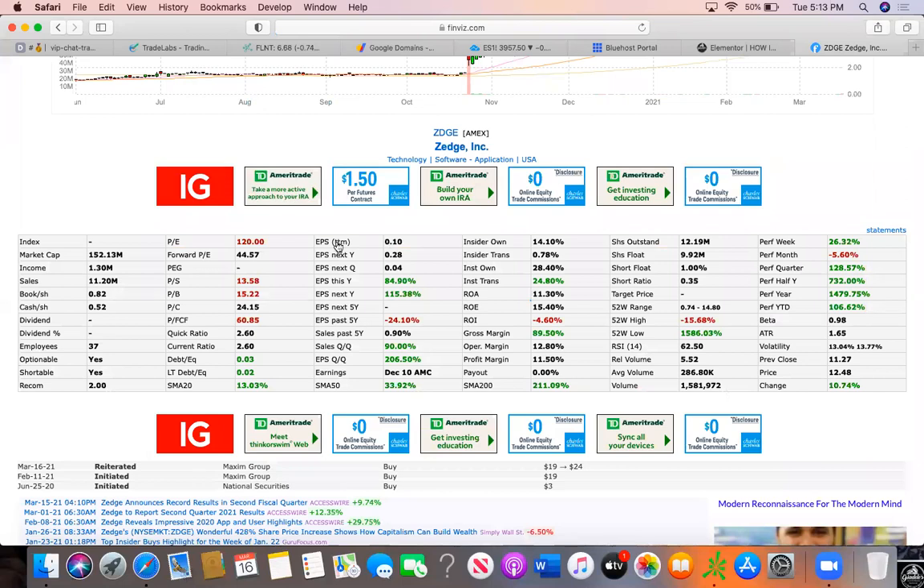The diluted EPS for last year was 0.10. They're expecting this year to be 0.28. So that's basically 2.8 to 3 times the earnings of last year, which is great. The EPS this quarter is expected to be 4 cents. The EPS growth of this current year was 85%, and next year, 115%.